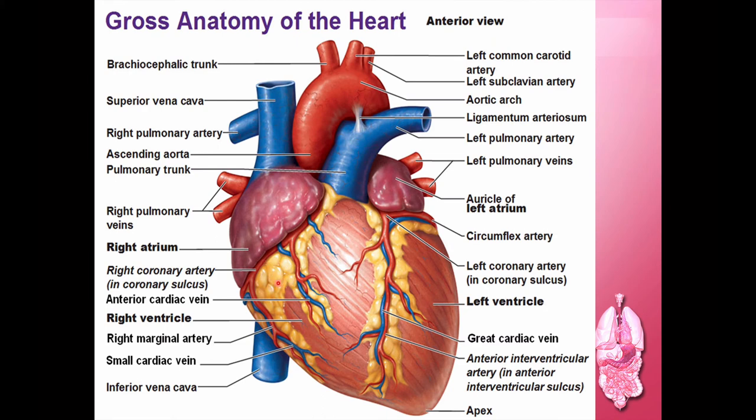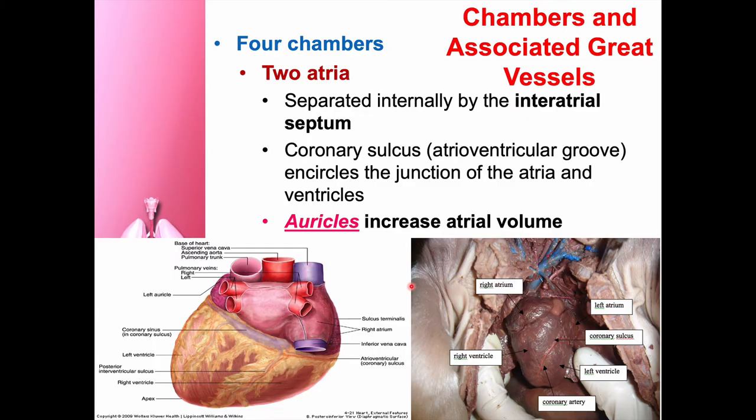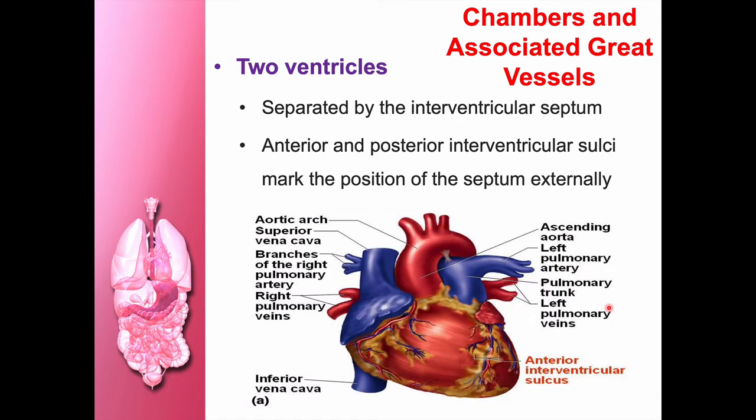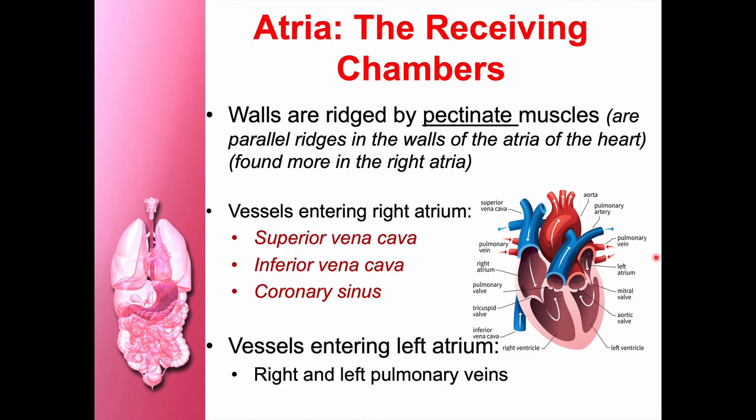There are fat beds surrounding it, which we call the pericardial fat bed, that acts as a cushion for the heart and supports the blood vessels. There are four chambers, two atria and two ventricles. The atria are also called auricles because they appear like an ear pinna. The two ventricles are separated by the interventricular septum; anterior and posterior interventricular sulci mark the position of the septum externally. The atria are the receiving chambers, and their walls are ridged by the musculi pectinati, also called pectinate muscles.